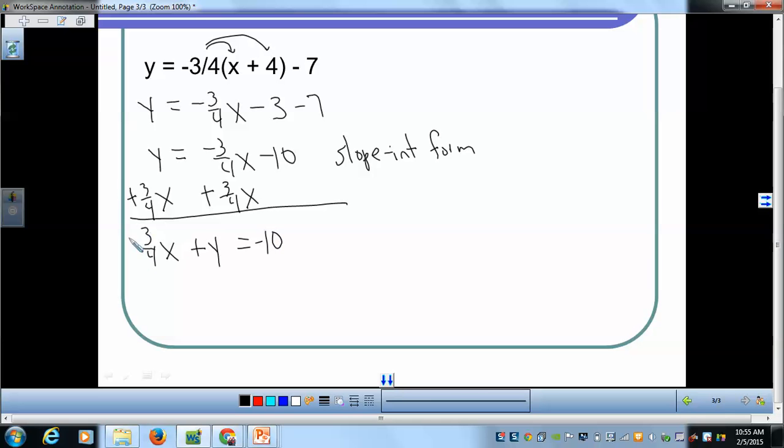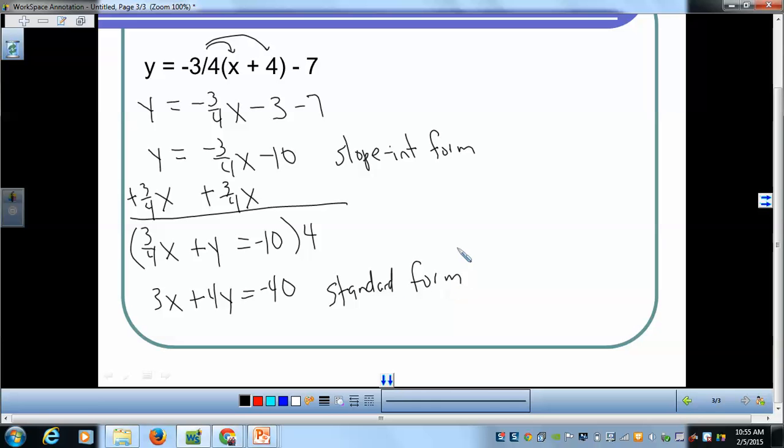Now, the one thing about standard form is that we never have fractions as our coefficients. We always want integers. So what I'm going to do now is multiply by my denominator, which is 4, to clear out those fractions. So 3/4 times 4 would be 3x. 4 times y would be a positive 4y. And then 4 times negative 10 would be negative 40. All right, so there's our standard form.